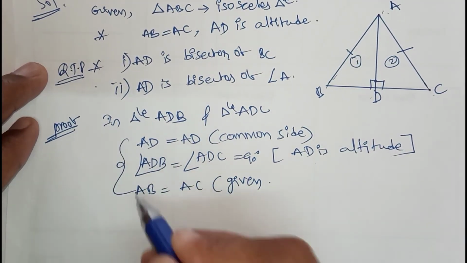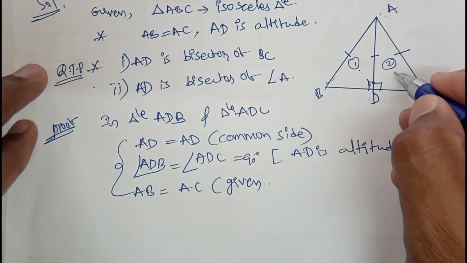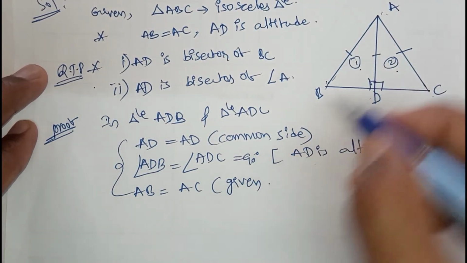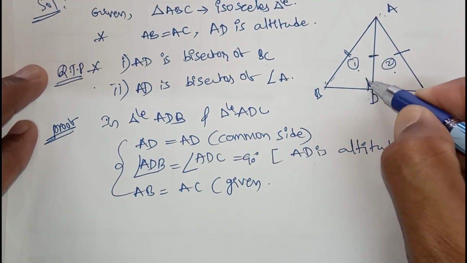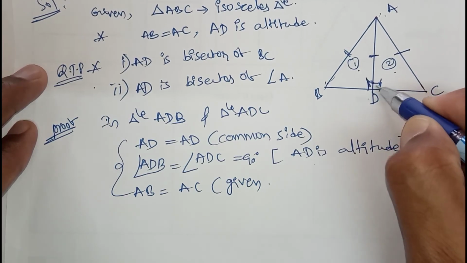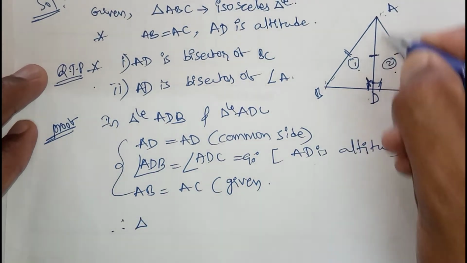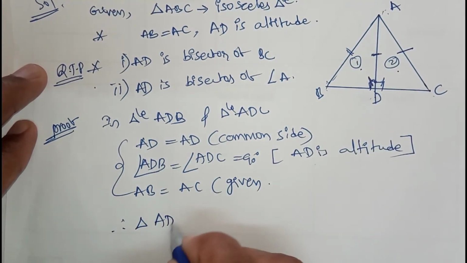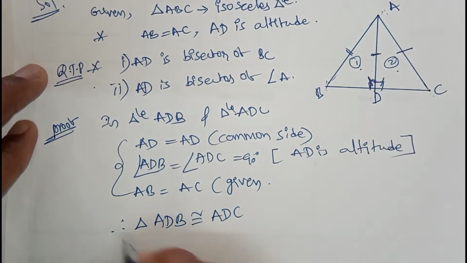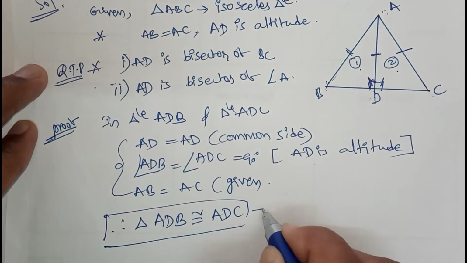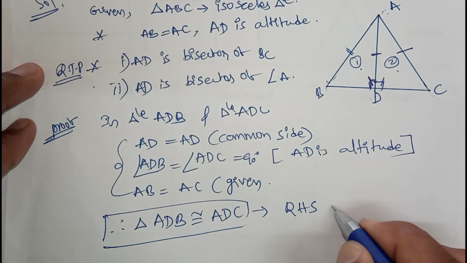So from these three we can observe in these two triangles, this is one right angle triangle, this is one right angle triangle. From these two triangles, hypotenuses are equal, sides are equal, and angles are 90 degrees. So therefore triangle ADB is congruent to triangle ADC by the right angle, hypotenuse and side, RHS congruence rule.